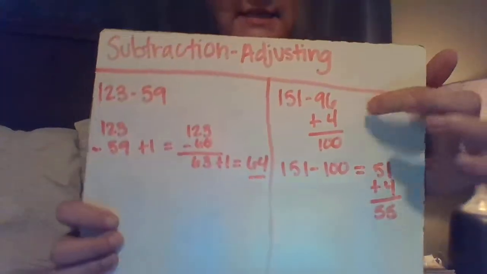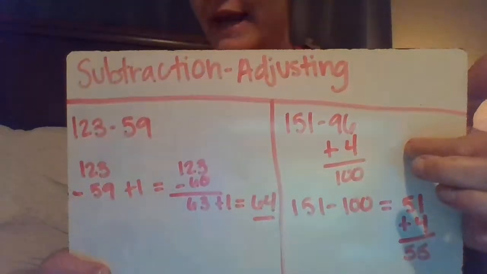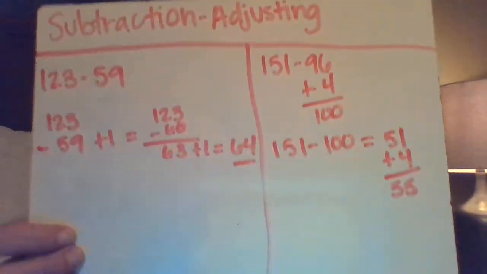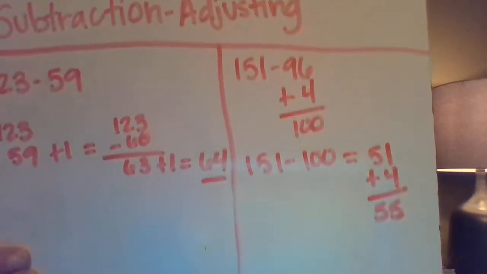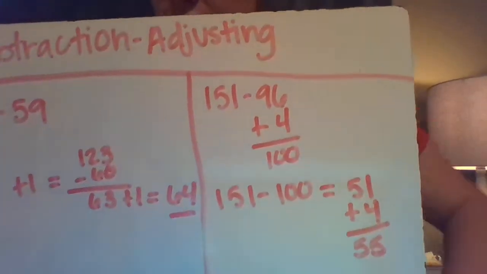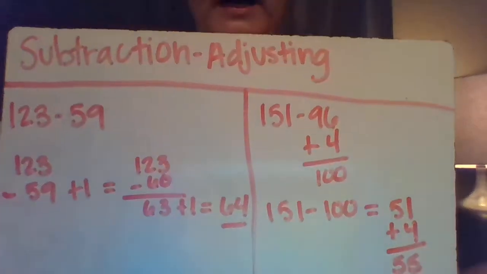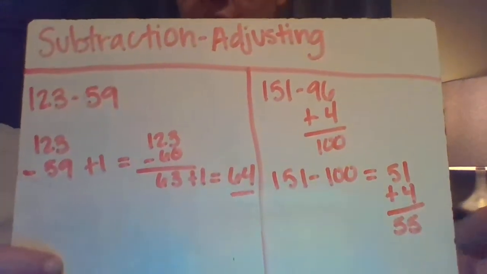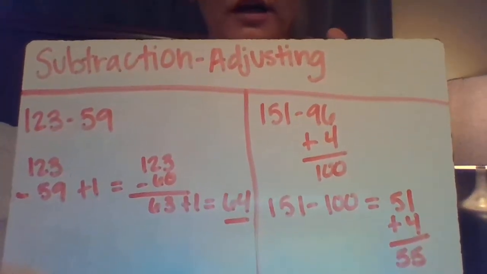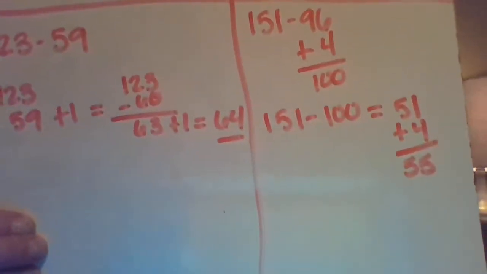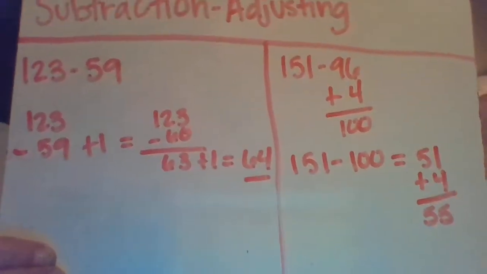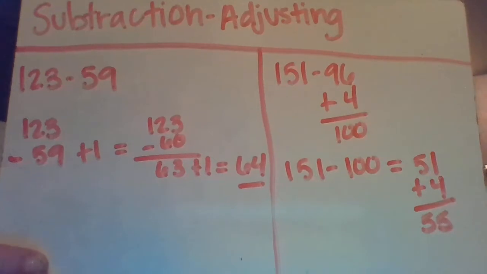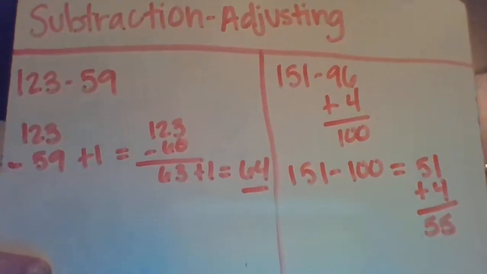So going on to this example over here, we have 151 minus 96. And this example adjusts the 96 to 100. So the student subtracts 100 from 151, and they ended up with 51. Then the student had to add 4 to 51 to get 55. This gave him 55, but it also gave him the amount that he originally had taken away.